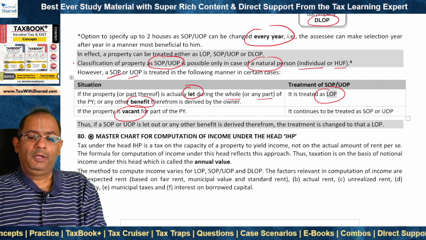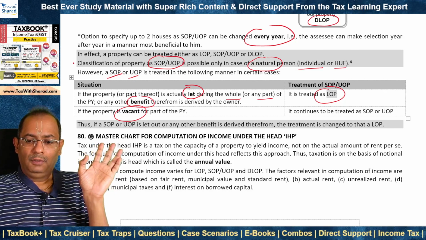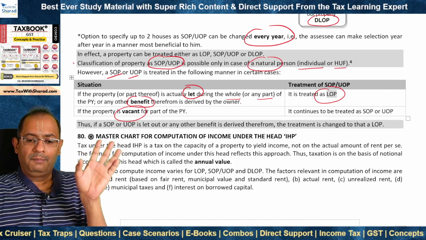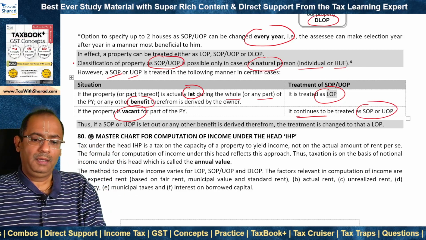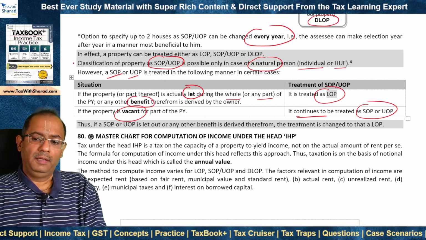Further, if the SOP or UOP remains vacant for a part of the previous year, then it doesn't matter. It continues to be treated as SOP or UOP.